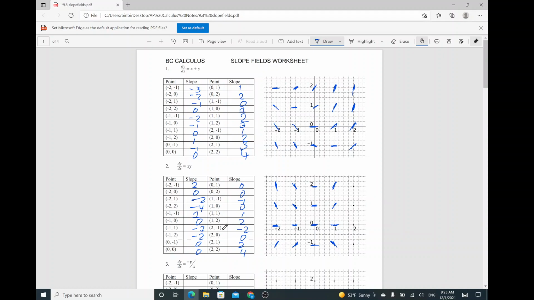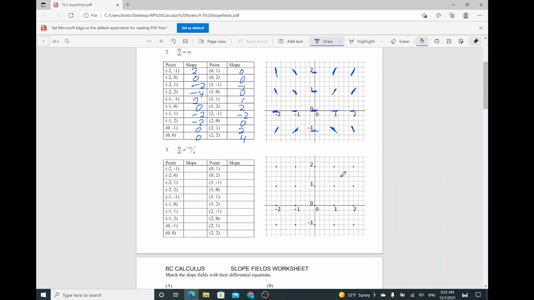And then the rest of this, 2 comma negative 1, negative 2. 2 comma 0, 0, flat. 2 comma 1, 2. 2 comma 2, 4. Just like that. And then the rest of this, you guys can try that. So negative y over x using the same strategy.